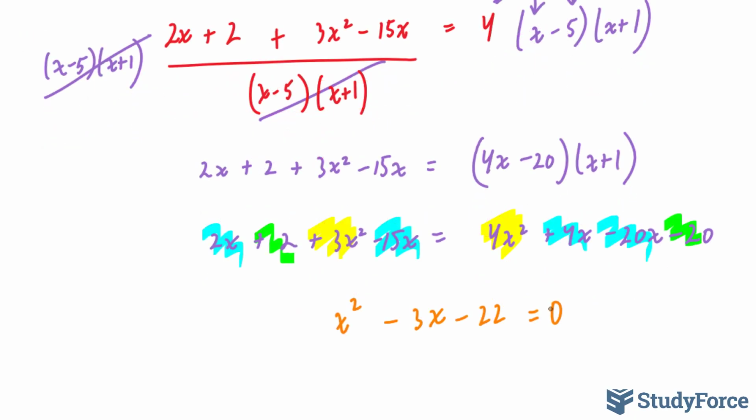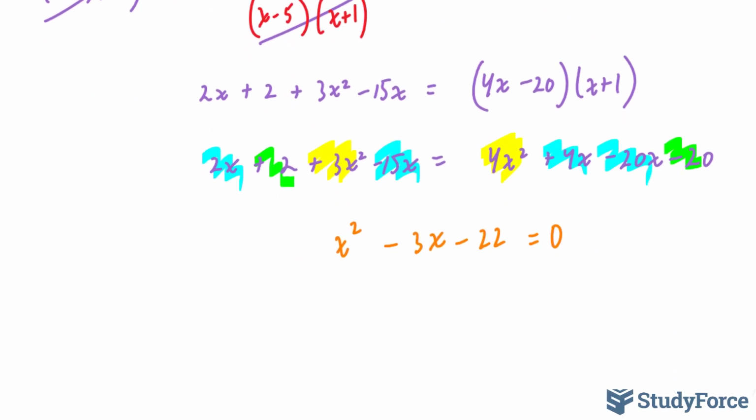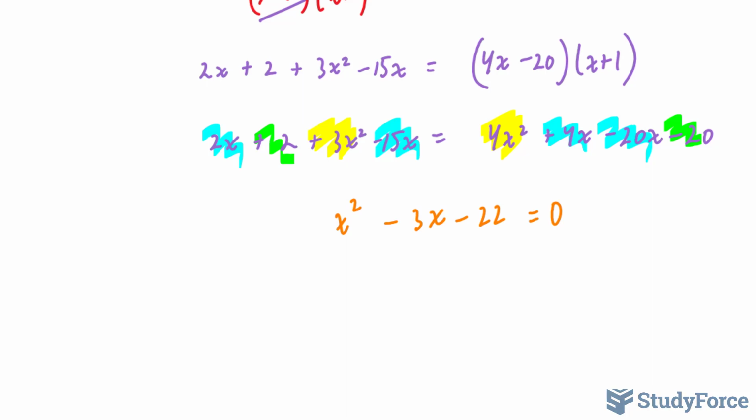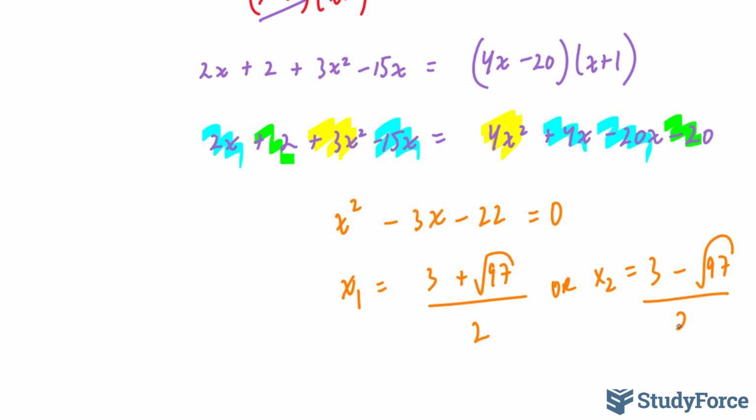Now, since it is a quadratic equation, you're going to need to use the quadratic formula to find your x's. If you use the quadratic formula, and I do have a video dedicated to the quadratic formula, you end up with two x's. x1 is equal to 3 plus the square root of 97 over 2, or the next x is 3 minus the square root of 97 over 2. And of course, you can confirm this on your own using a graphing calculator or a quadratic solver online.